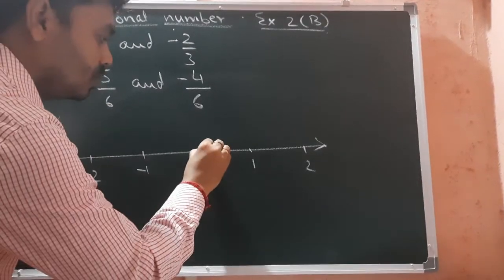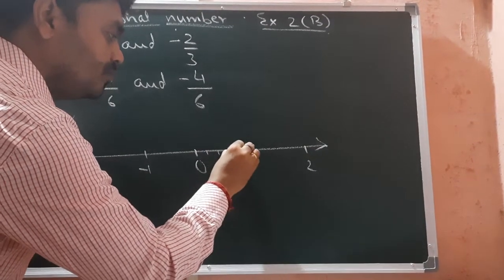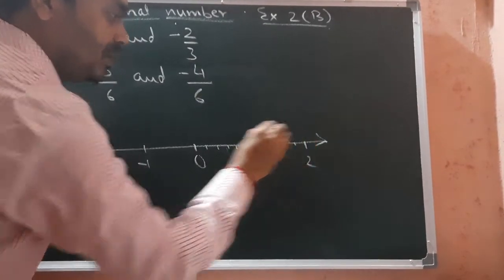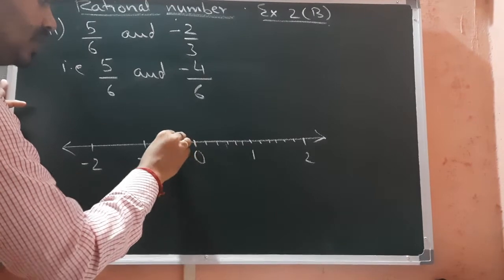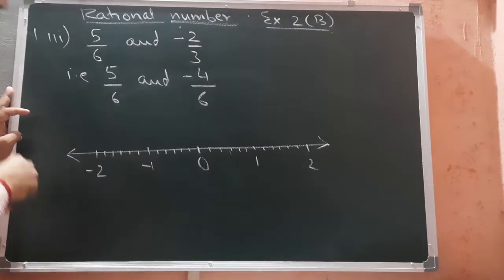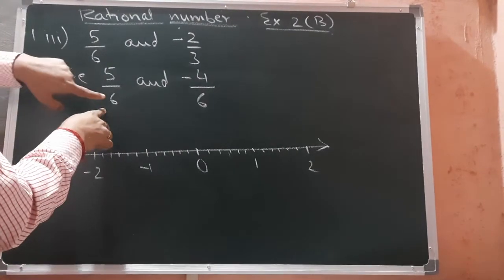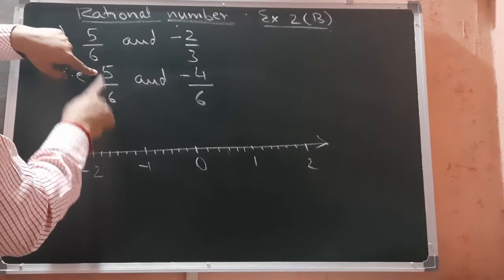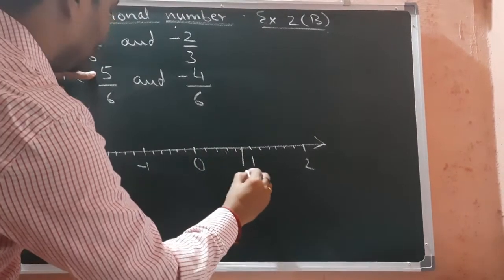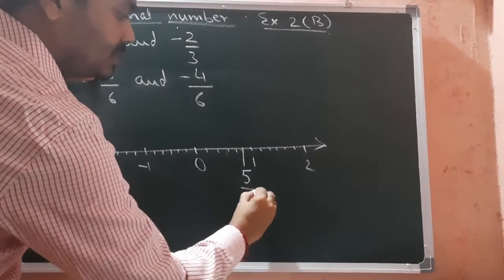6 parts. 1, 2, 3, 4, 5. Now, out of 6 parts, which part is there? The 5th part. So 1, 2, 3, 4. This is the 5th part. That is your 5 by 6.